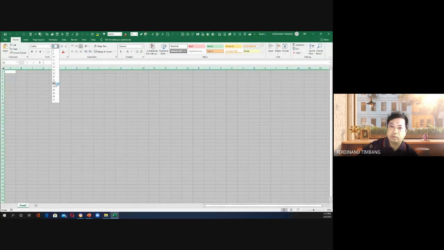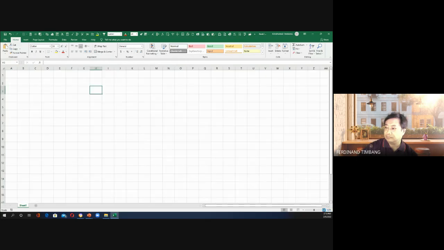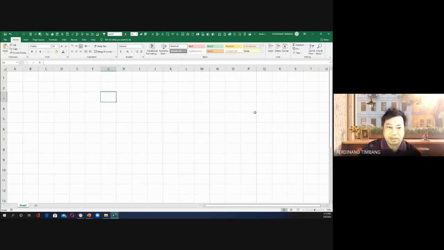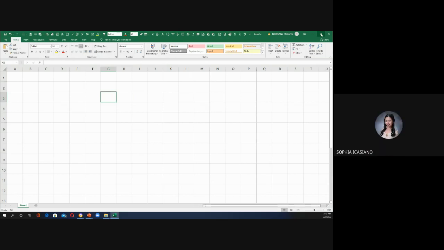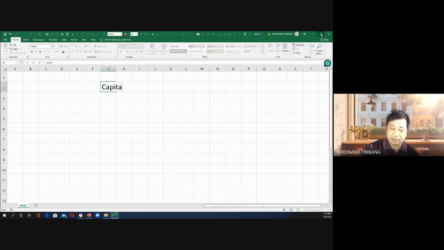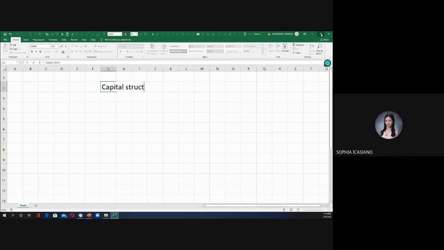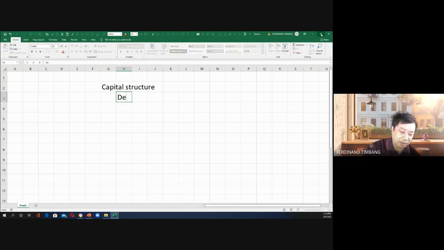Natatandaan niyo ba kung ano yung capital structure class? Do you still remember your capital structure? Sofia Icasiano? Medyo lang po, sir. Ano ba yung capital structure natin, Sofia? Kapag sinabi natin capital structure, yun po yung debt and equity po. Okay, very good. So yan yung debt at saka yung equity.